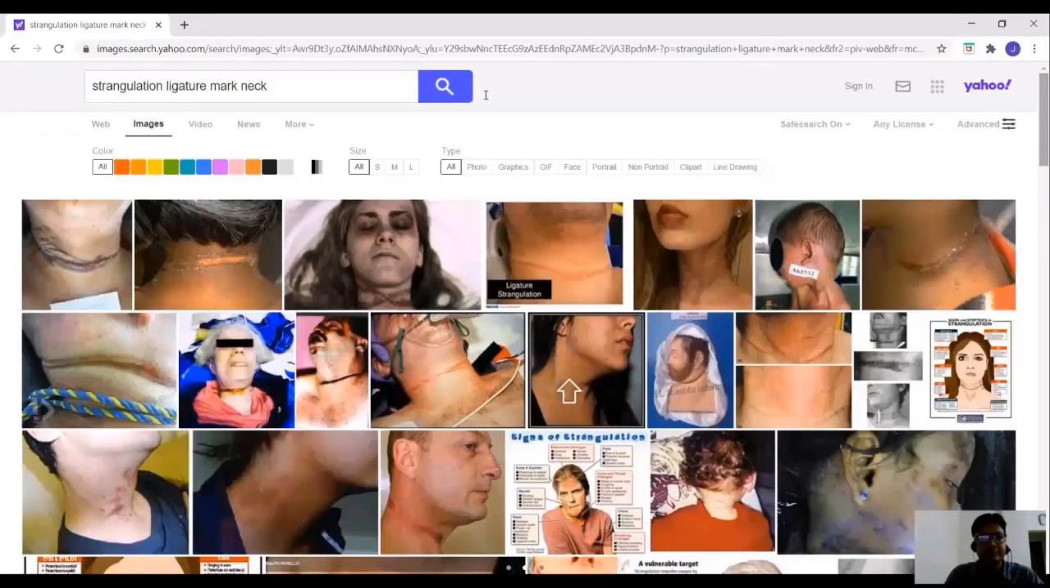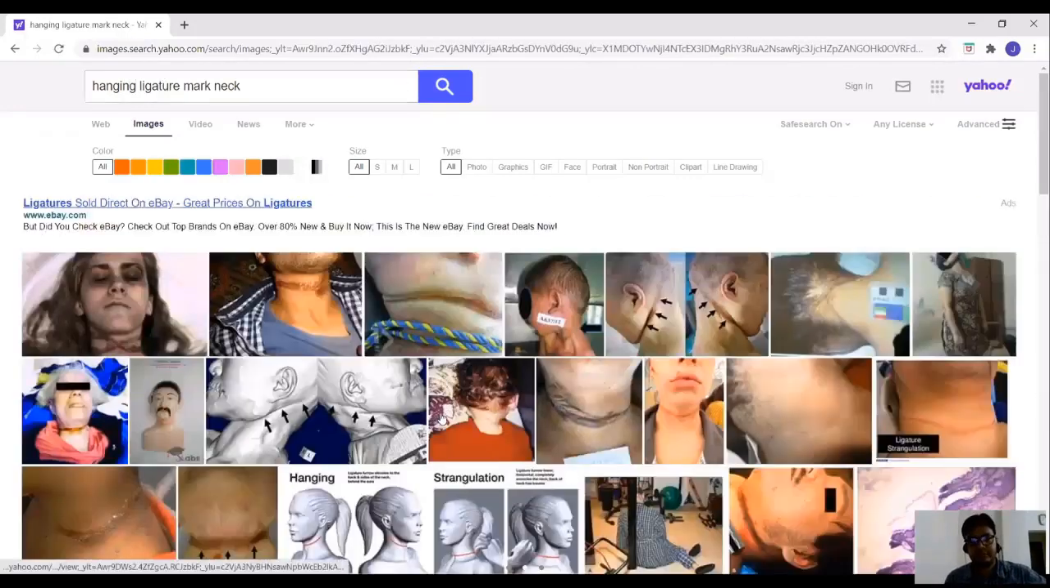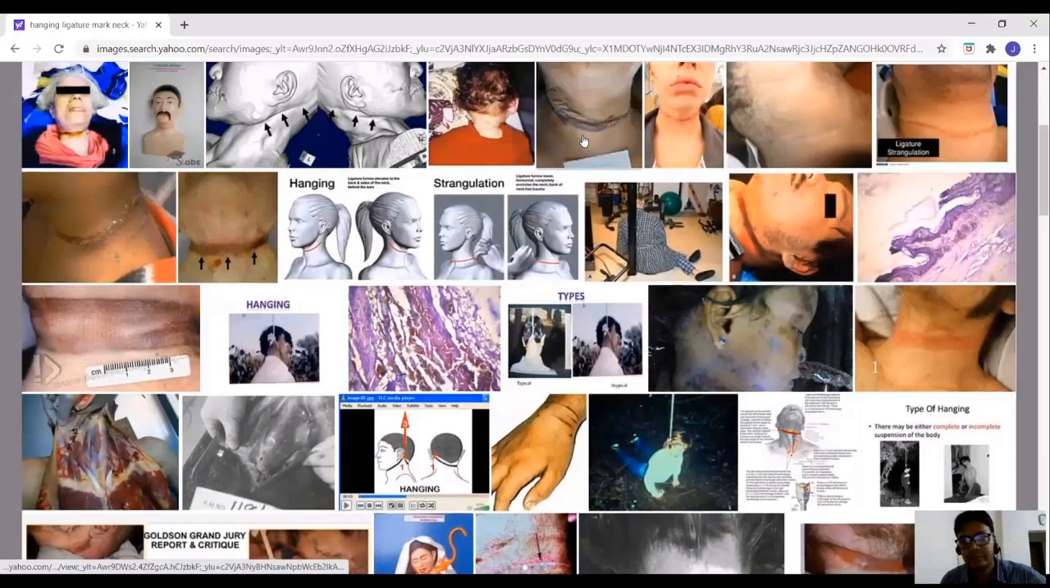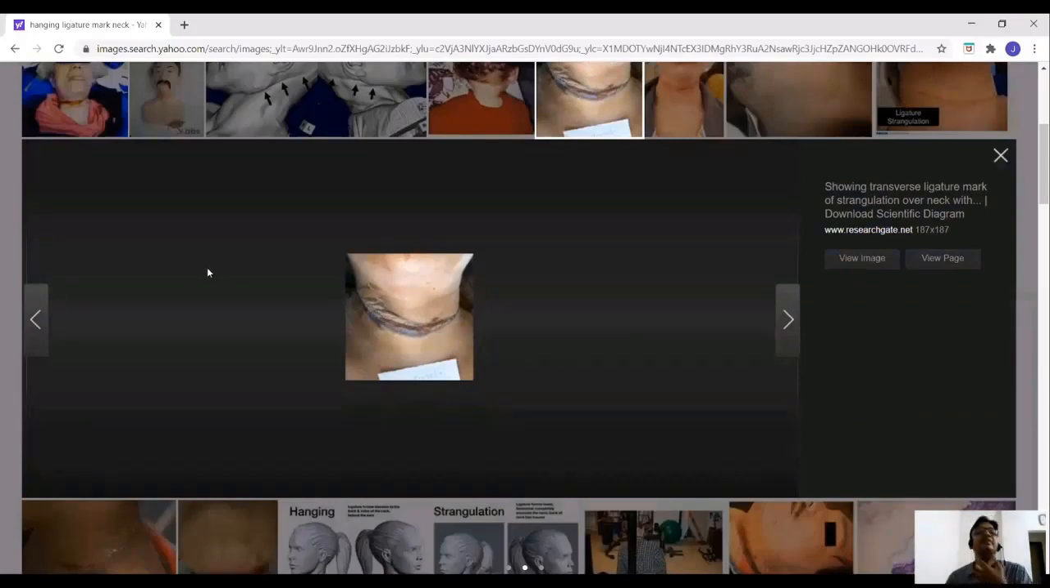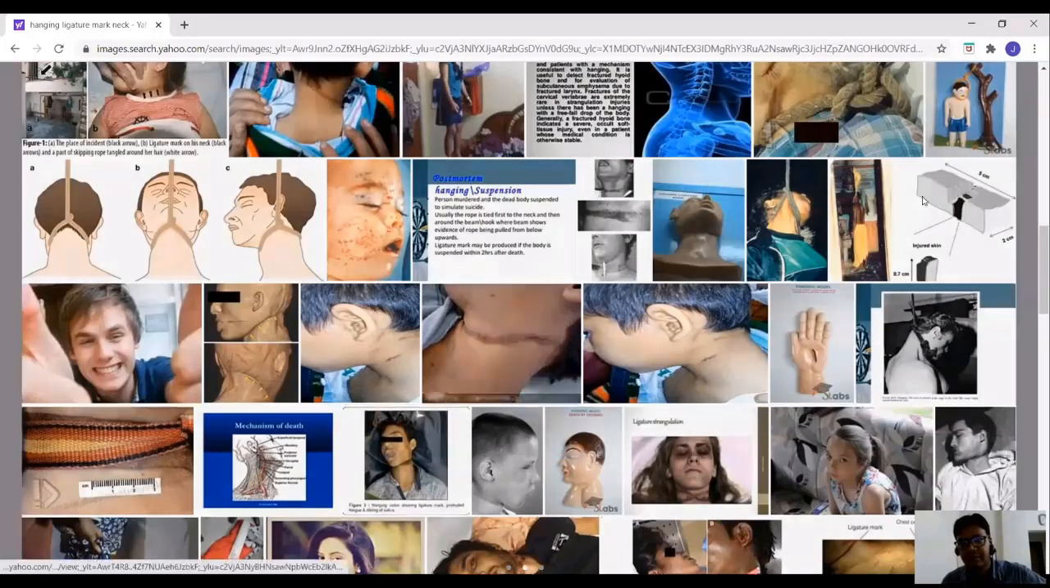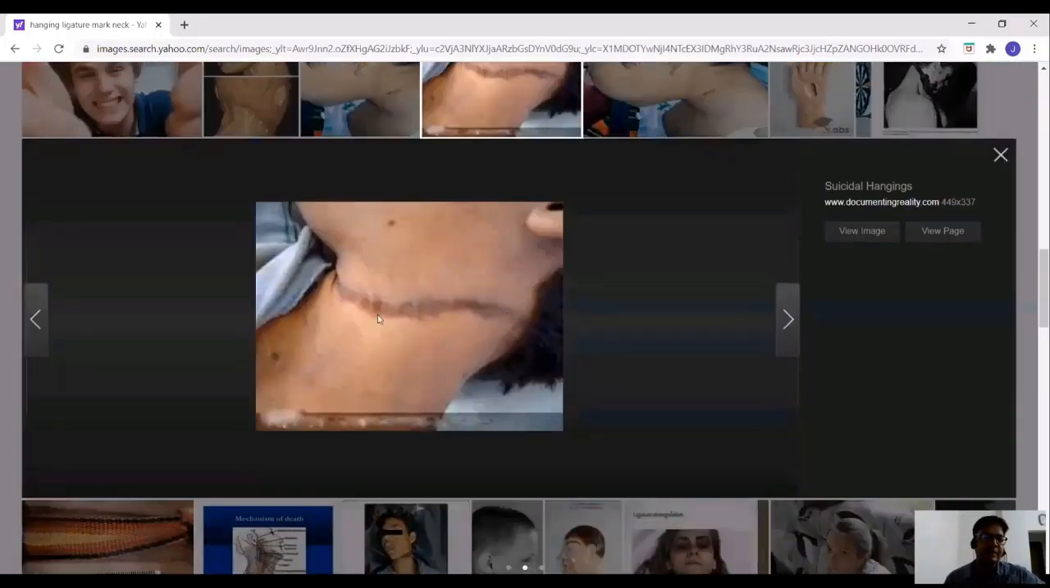Now, in hanging, what picture do you get? Hanging ligature mark. Sir, see, in a hanging ligature mark you generally see a V-shaped picture like this. If it is V-shaped, that suggests this is a hanging ligature mark. You can see this one going upwards towards the neck, towards the ear. This is a hanging ligature.